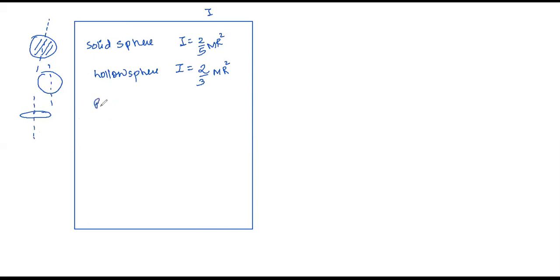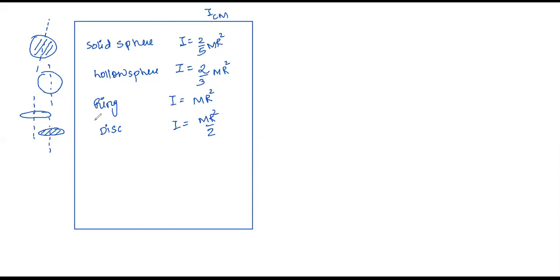Yeah, tell us. It is MR square. Very good, excellent. Okay, what about a disc? Yes, it's MR square by 2. Please note it down, right? MR square by 2. These are moment of inertia values through the geometric axis or through the center of mass, right?